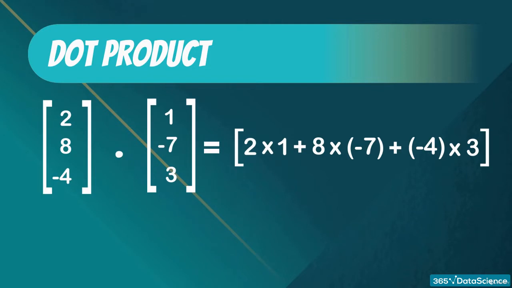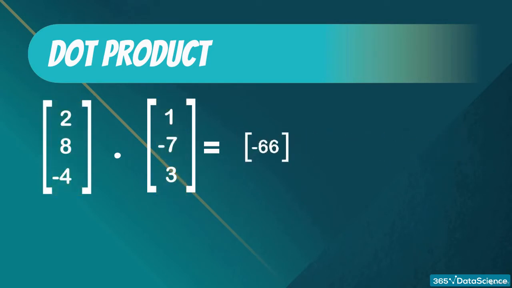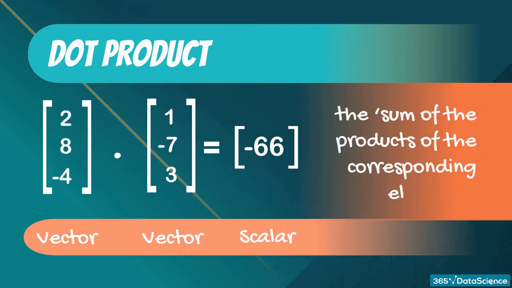For our case, the expression is as follows: 2 times 1 plus 8 times minus 7 plus minus 4 times 3. The result is minus 66. As you can see, we multiplied two vectors and got a scalar. That is why we also call the dot product scalar product. By the way, note that the dot product is nothing more than the sum of the products of the corresponding elements.